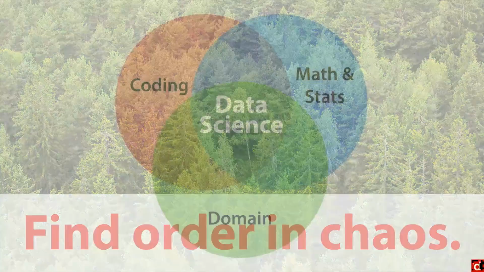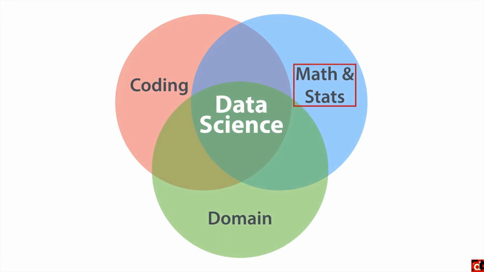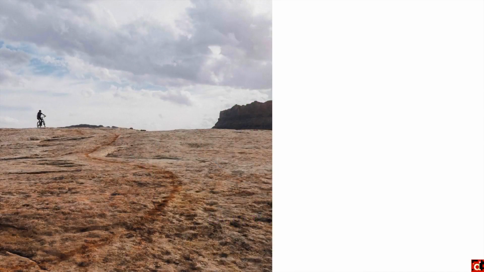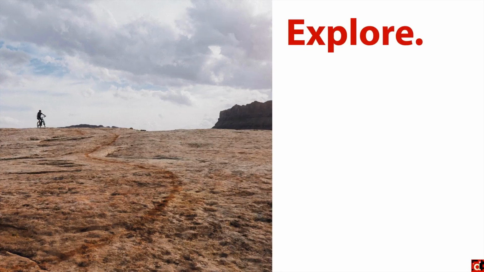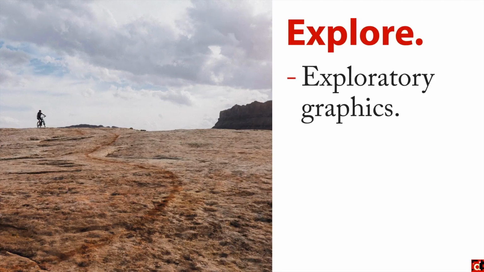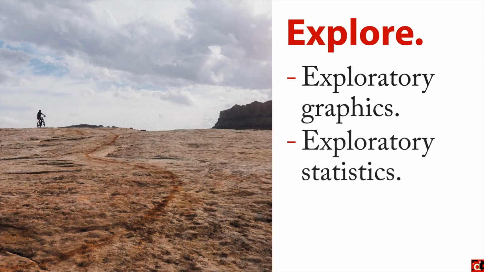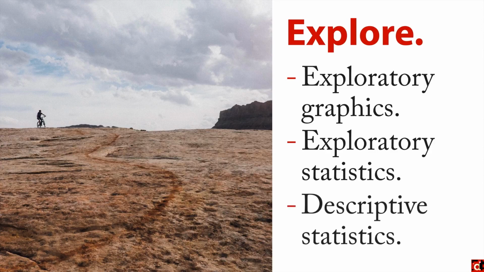Now, let's go back to our little Venn diagram here. We recently had math and stats here in the top corner. We're going to go back to talking about stats in particular. What you're trying to do here, one thing is to explore your data. You can have exploratory graphics because we're visual people and it's usually easiest to see things. You can have exploratory statistics, a numerical exploration of the data, and you can have descriptive statistics, which are the things that most people would have talked about when they took a statistics class in college, if they did that.